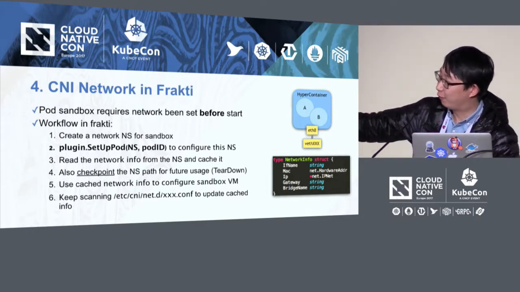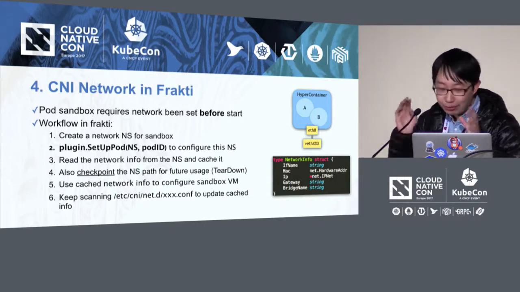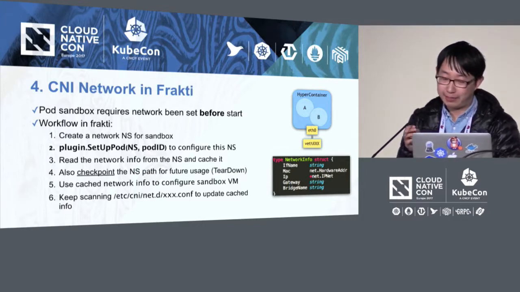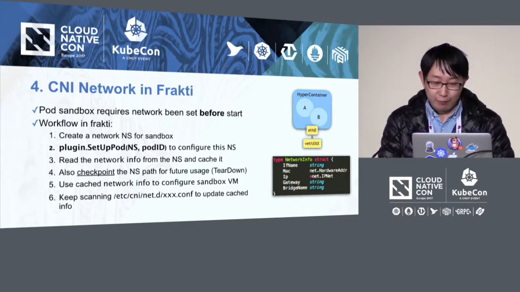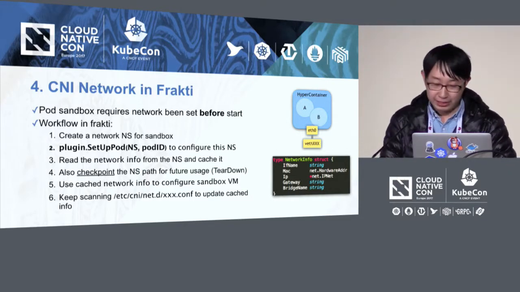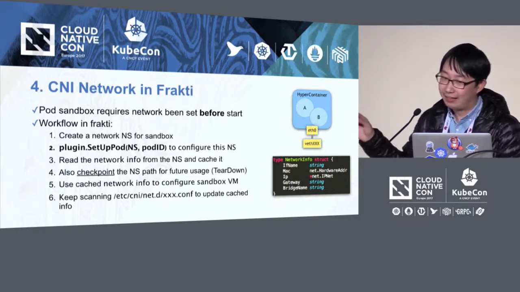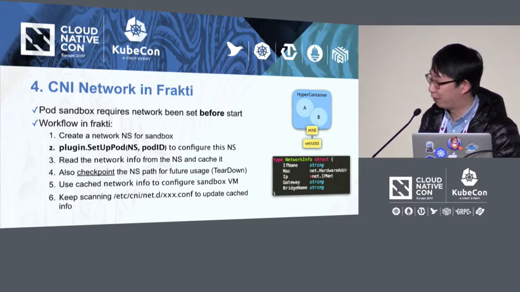This kind of information looks like this, for example, interface name, MAC address, IP address, gateway, and bridge name. We will read this information from the namespace, and we will checkpoint the namespace path for future usage, actually for teardown. We will use this cached network information to configure our sandbox virtual machine later. We will also keep scanning the CNI network configuration directory to update the cached network information. That's how it works.